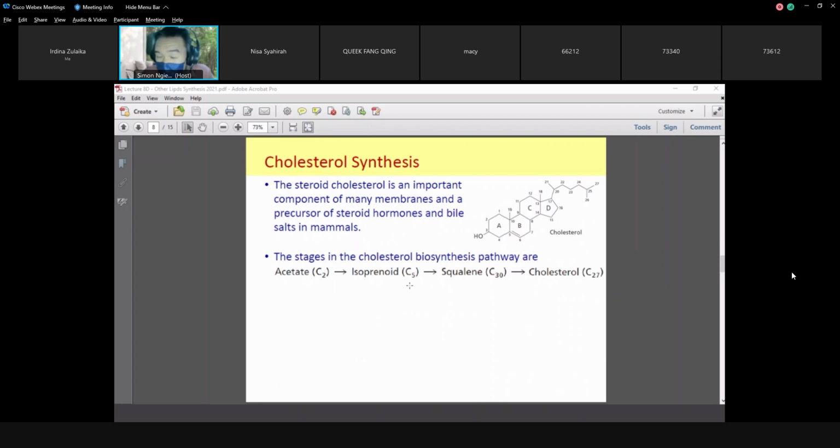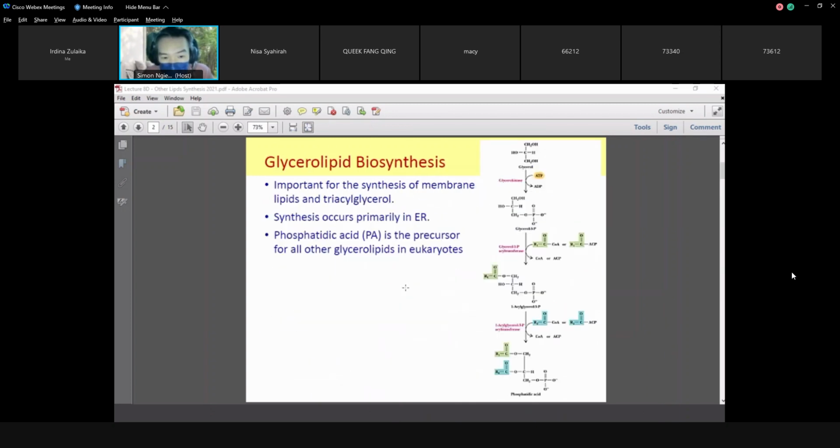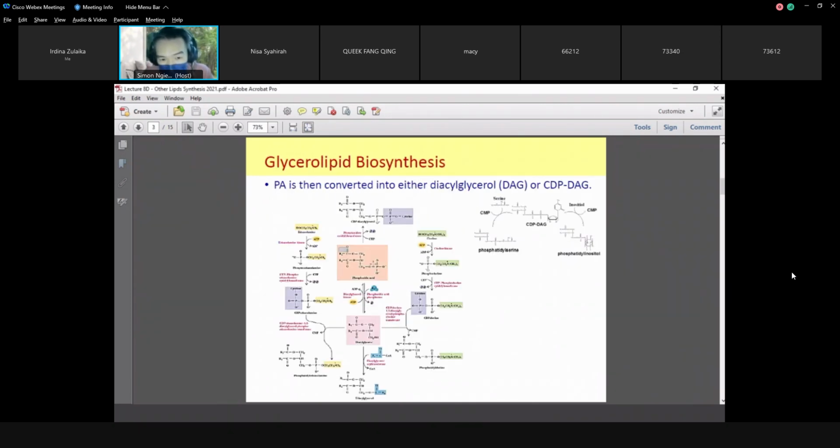Now the third component, cholesterol. Cholesterol, as you are aware, is also synthesized, but starting slightly differently, as compared to phospholipids just now, whereby once you have the fatty acid, you join it to glycerol, and you have your various kinds of phospholipid with different modifications. Mainly starting from your phosphatidic acid, these are the starting precursors.